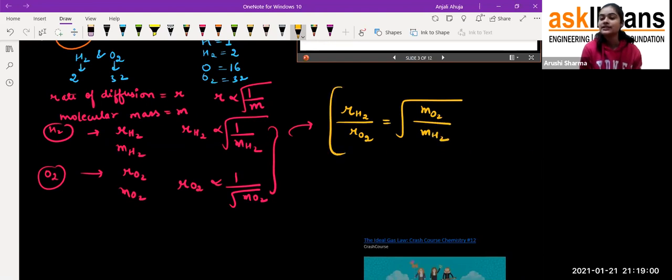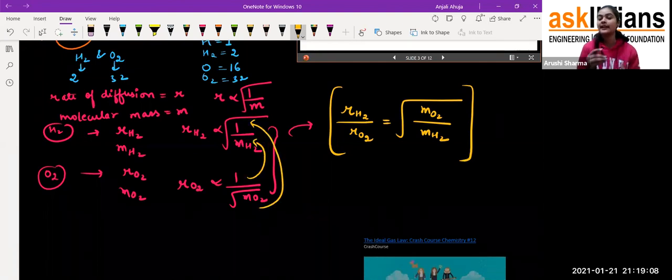So this is the condition, students, for Graham's diffusion law, because when you solve it, it will go upside, it will go here, and it will go here. That's how we are getting this type of formula. And see, students, when the mass increases, the rate of diffusion decreases, and when the mass decreases, the rate of diffusion increases. So that's the point of view behind Graham's law of diffusion.